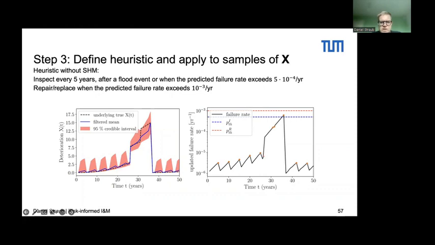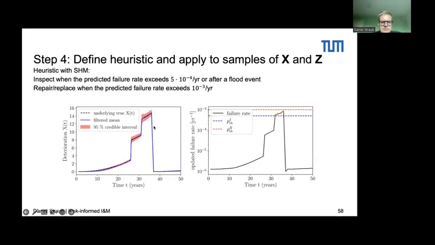And you see one particular realization again here. This is the realization we have when we just have inspection. We see that the uncertainty is quite large. After the inspection, it's small, but then you get large uncertainties again. And this is the same ground truth, but now we say, okay, what if we have the monitoring system and we do our operational modal analysis? We get much better, though still not perfect, estimates of our deterioration.